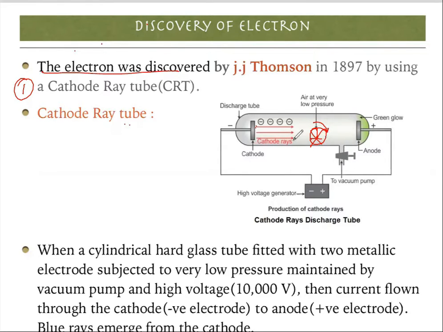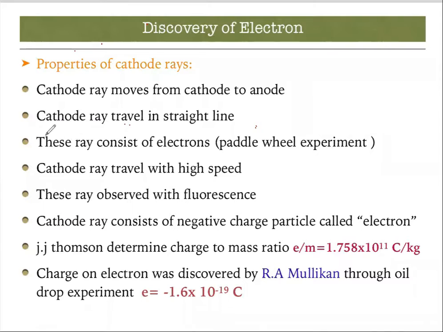Now the conclusion is, if these rays were simply rays, they could not rotate the paddle. As it is rotating the paddle, there is some particle nature inside the cathode rays. As these particles are coming from the cathode terminal and the cathode terminal is negatively charged, negatively charged particles are present inside the cathode rays. So I think the first point is clear, second point is clear, third point is also clear. Now the fourth point: cathode rays travel with a high speed.